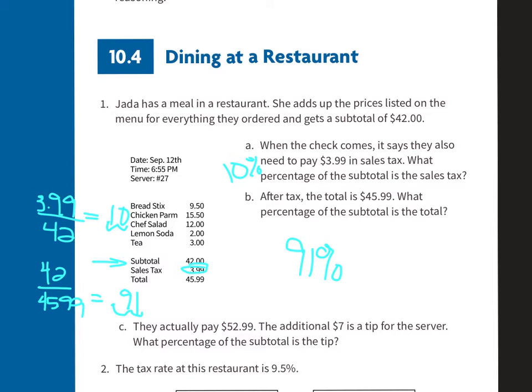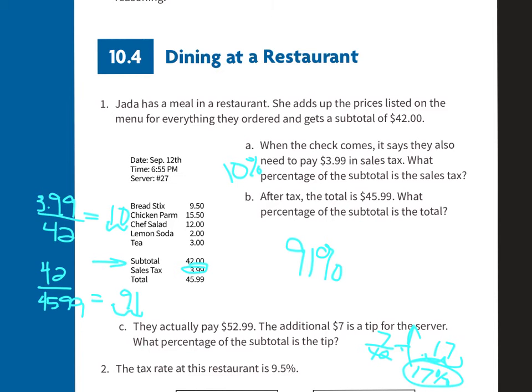The additional $7 is a tip for the server. What percentage of the subtotal is the tip? So if I take the tip, $7, and I divide it by the subtotal, $42, 7 divided by 42 is 0.17. If I move it over twice, it's 17%.